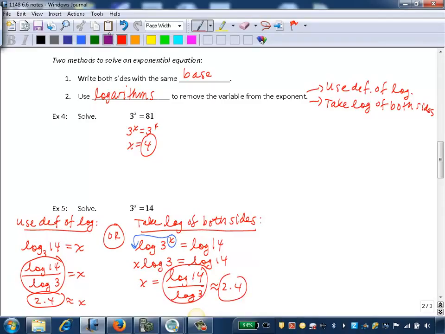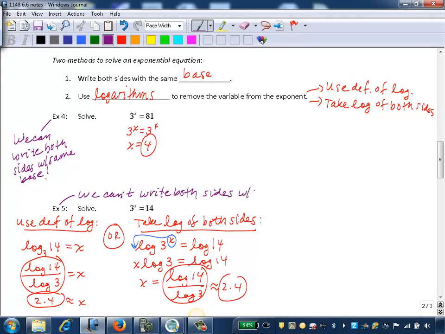But make a note that here, in example 4, we can write both sides with the same base. So if we can do that, that's preferable. But on example 5, we can't. We can't write both sides with the same base. So we must use logs.